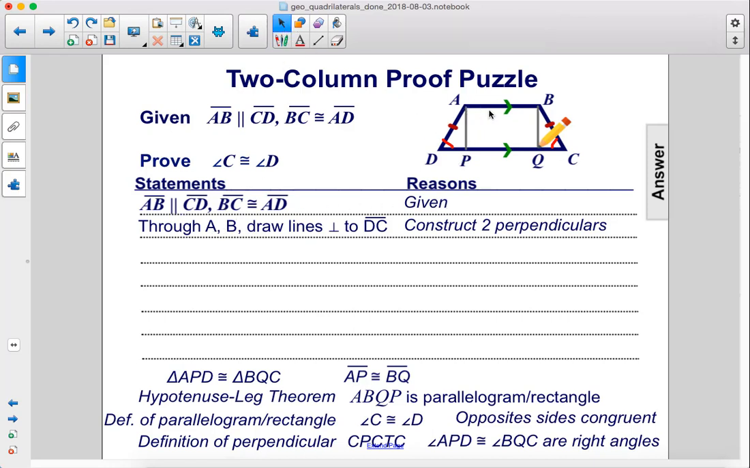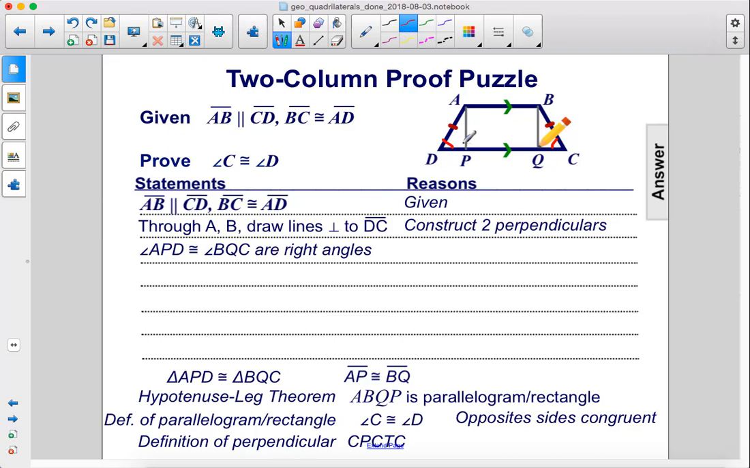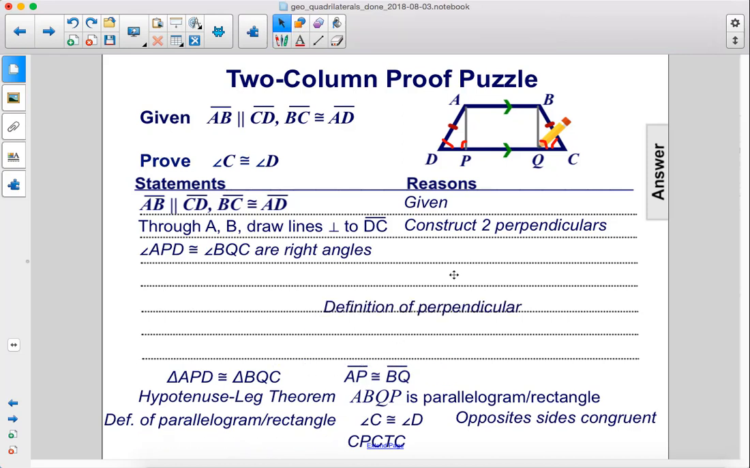Then through points A and B, we draw lines that are perpendicular to DC. So that means that these angles here, APD, I'll draw these, this angle here and this angle here are right angles because that's the definition of perpendicular lines.